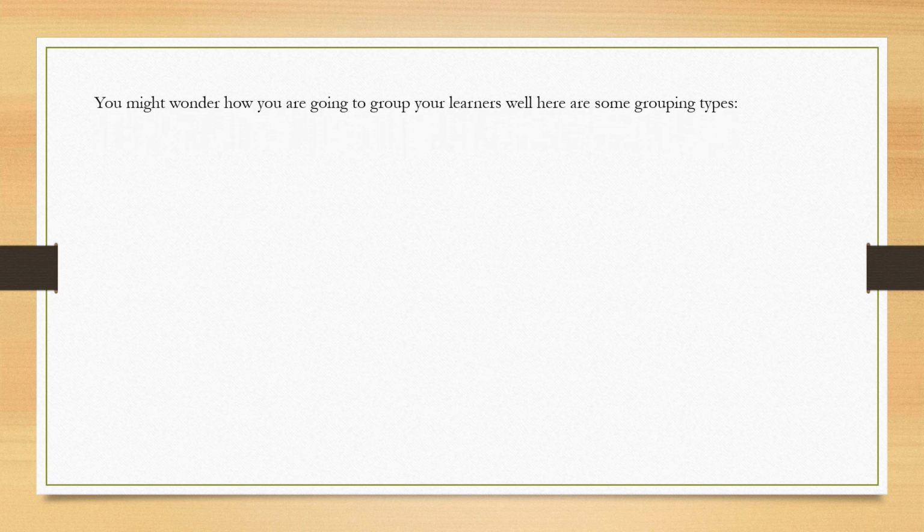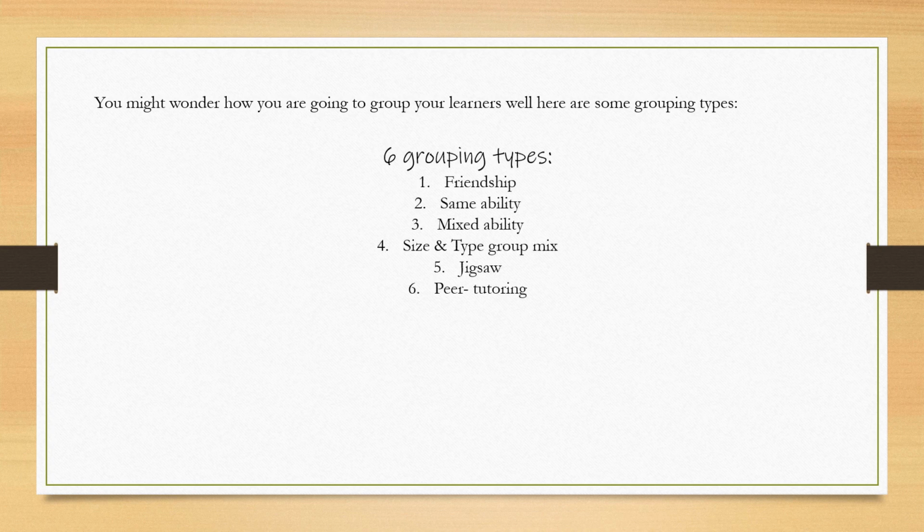You might wonder how you are going to group your learners. Well, here are 6 grouping types: friendship, same ability, mixed ability, size and type of group mix, jigsaw, and peer tutoring.